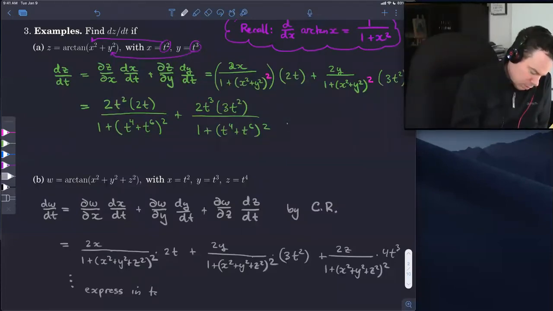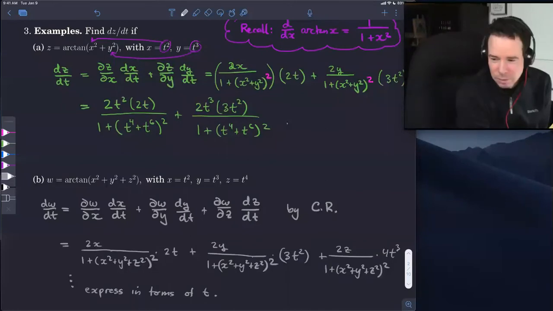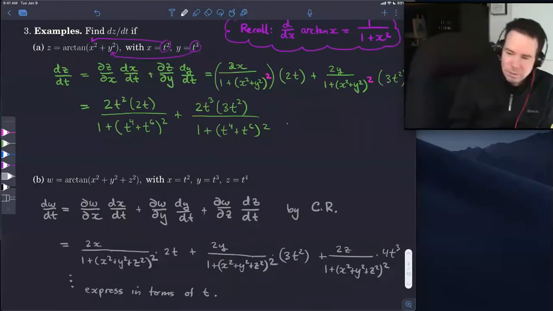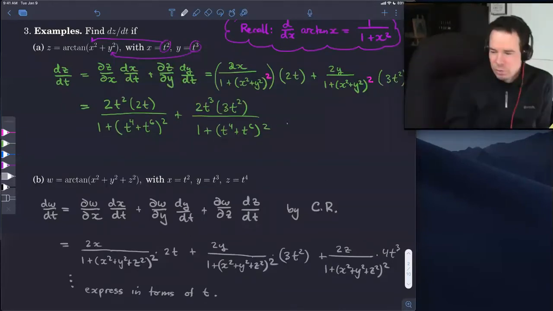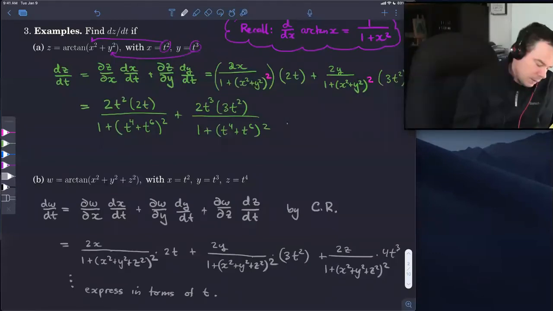express in terms of t, much like we did before. Then just write everything in terms of t. I'm just going to write it like this because it saves time. There's nothing new going on here. We've done the derivative, we've done the calculus part. Now the rest is just algebra. So that's our chain rule.